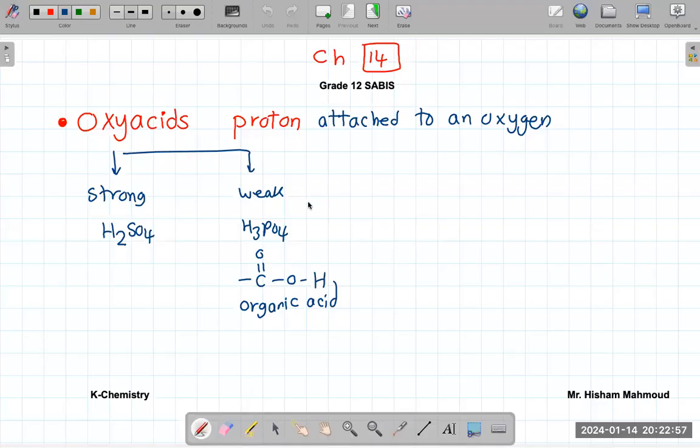So as a revision, the oxyacids are the acids in which a proton is attached to an oxygen. If you have sulfuric acid, and it has S and O, and the H that will be lost is connected to the oxygen, then it's called an oxyacid. It can happen in the strong and in the weak. Phosphoric acid is a weak acid. It has an O attached to the H, so the H that's lost is attached to an oxygen. Also, in organic acids, any acid that has COOH has the H that will be lost attached to O. So it can be a strong or a weak acid.